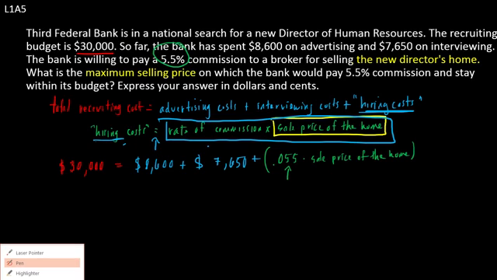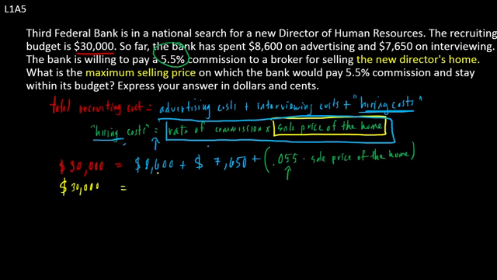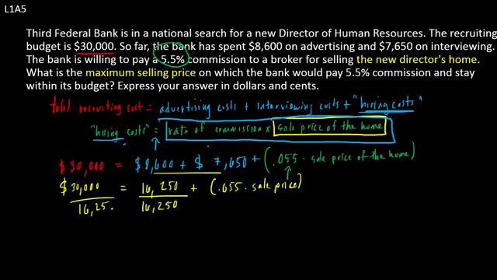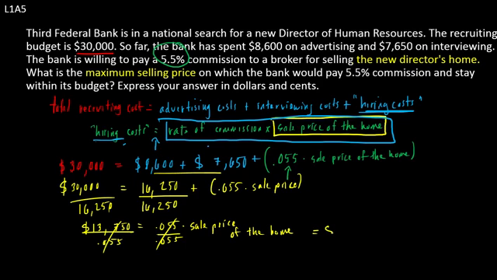From here, it's just a matter of simplifying to solve for sale price of the home. I would probably just leave the $30,000 as is. On the right-hand side, I would simplify these two, so I would add them together to get $16,250. That'd be my first step. Sale price, I'm just going to write sale price to save time. Continuing from there, I would subtract $16,250 from both sides of the equation. And once I had done that, that would leave me with $13,750 is equal to 0.055 times the sale price of the home. From there, it's a matter of dividing both sides of the equation by 0.055, which would tell me that the sale price of the home is equal to $250,000.